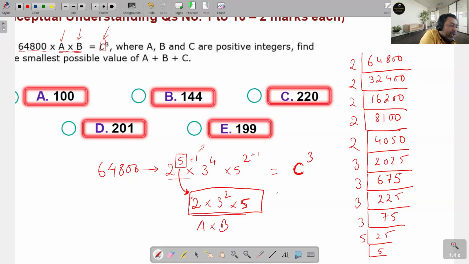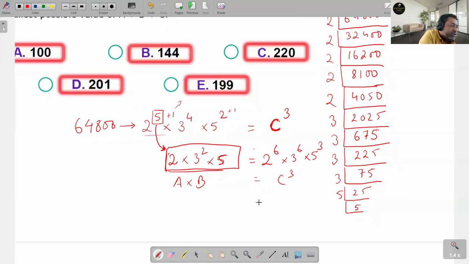When we multiply this number with 64,800, we are going to get 2 raised to the power 6 into 3 raised to the power 6 into 5 raised to the power 3. All right, now this is equal to C cube. Therefore, what will be the value of C?